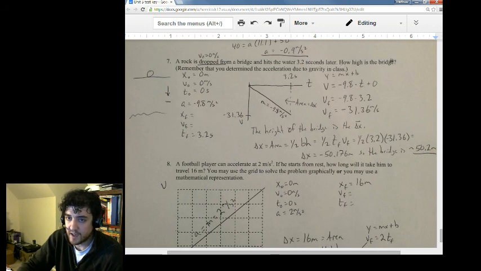We're asked to find how high is the bridge. The height of the bridge, that's going to be the displacement of the rock. It starts at the top, it goes down until it hits the water 3.2 seconds later.